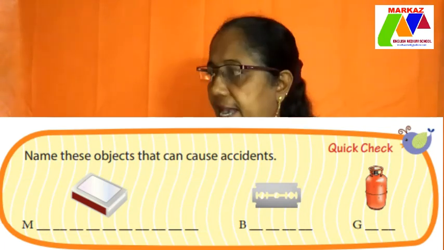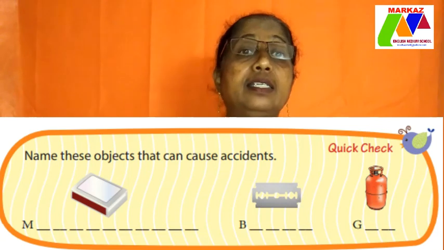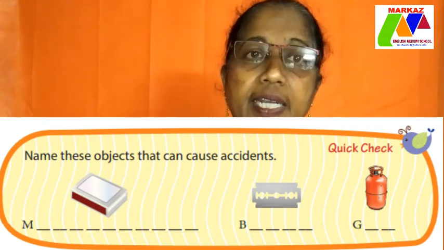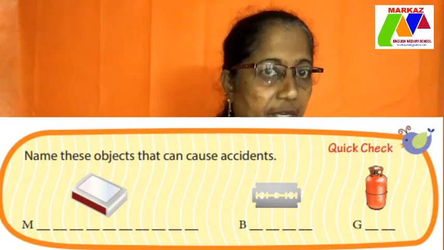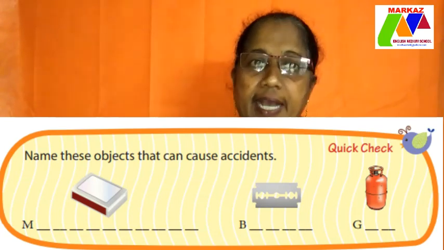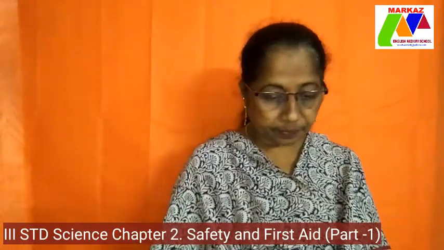Then you have the gas cylinder. A gas cylinder is a very important fuel that we need in our kitchen. But if you leave the gas cylinder open or unattended, the gas leaks out, and the next time you switch on an electric switch, there is a burst of fire and the whole area will be on fire. So these are some things that we have to be very careful about when we are using the matchstick, the blade and the gas cylinder.